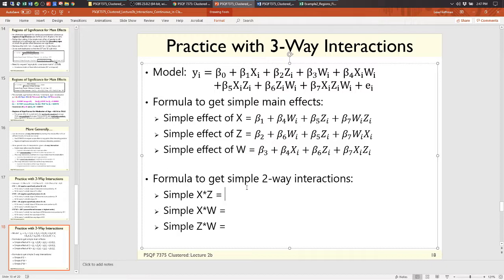Now the new part. Simple two-way interactions. X by z. What are all the terms here that have x by z in them? Beta 5 is the first one. Beta 5. Anything else? Beta 7. Times what? W, yeah.